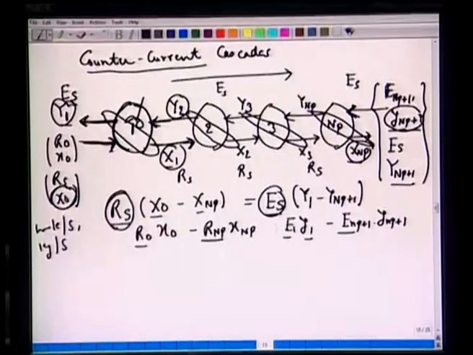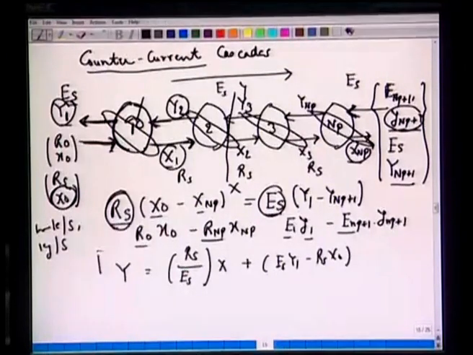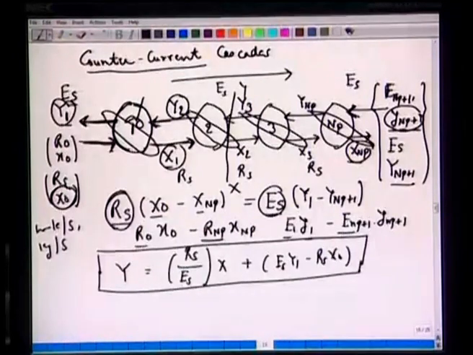The idea is that at any location, again if we take a stage with y and x, we can draw an operating line which would be linear: y equals RS over ES times x plus ES y1 minus RS x0. So, this is our operating line in a counter current cascade, and important again here is to notice that the slope is positive.